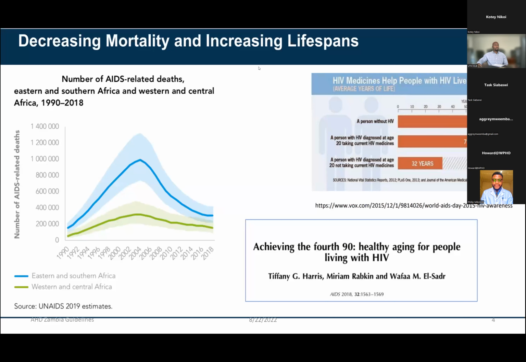I think what I wanted to emphasize here is that even an individual that is on ART, despite lifespan being increased, there's still a gap of about 6 to 10 years. And that gap is most likely, and we know, due to non-communicable diseases. And therefore we have the fourth 90. The fourth 90 is that we need to have people living with HIV live healthy aging. Next.